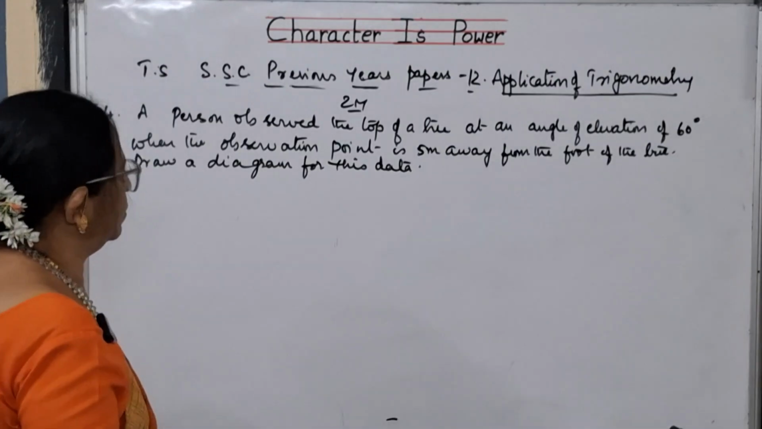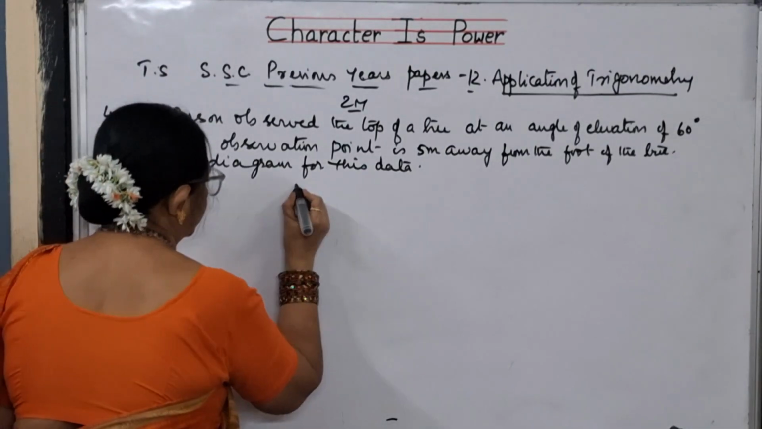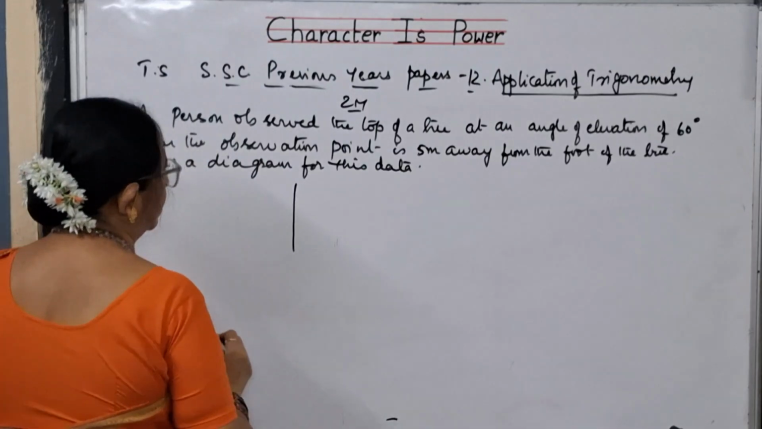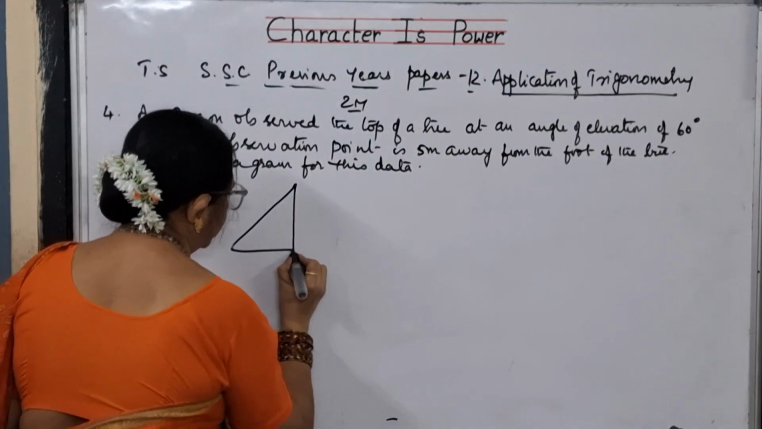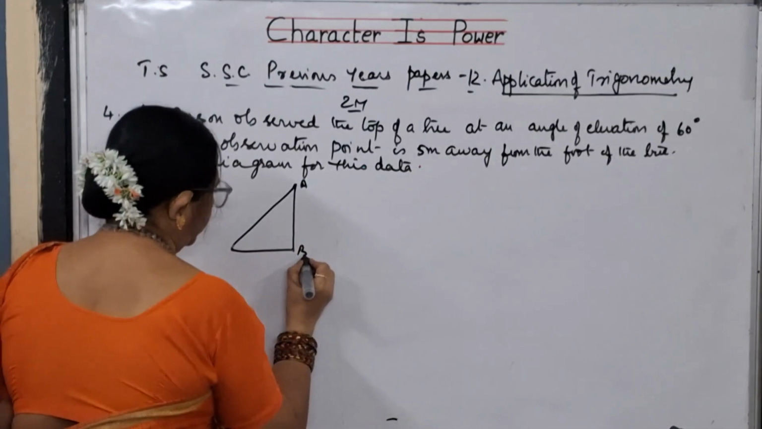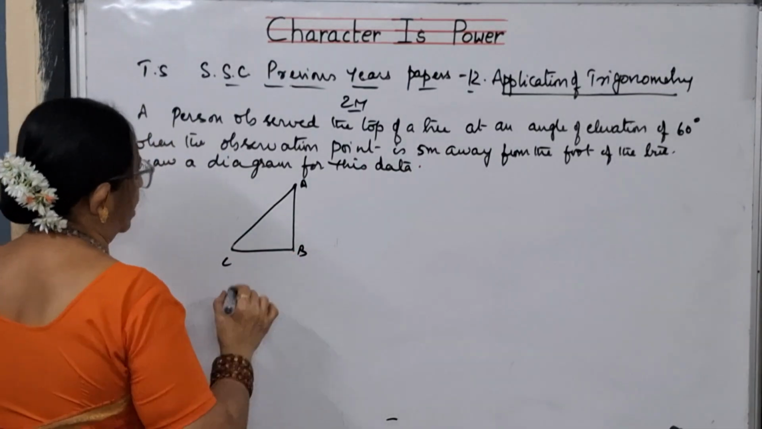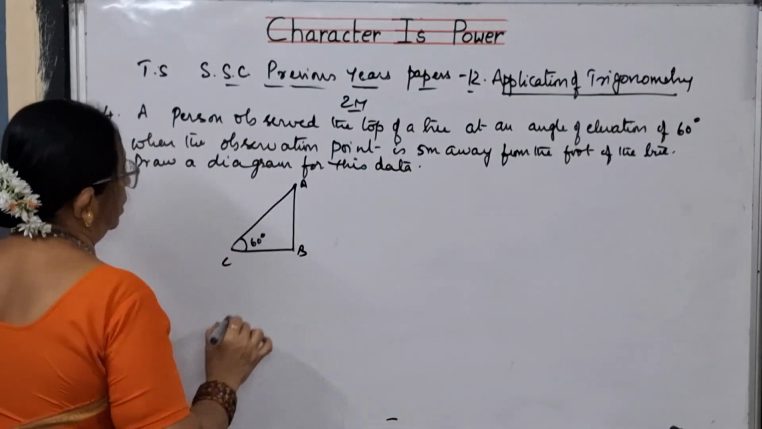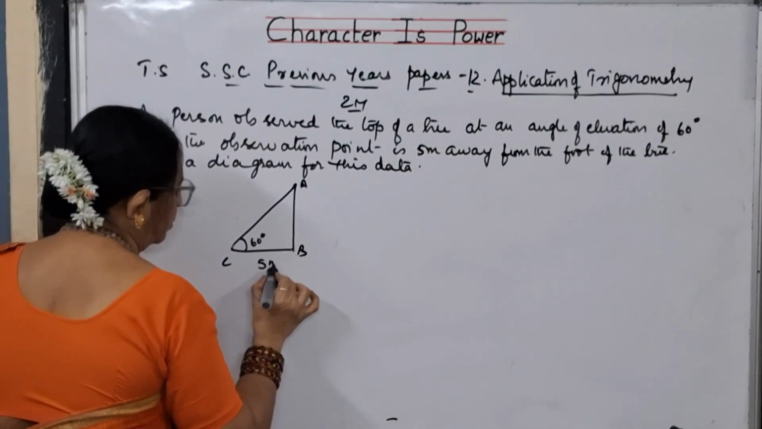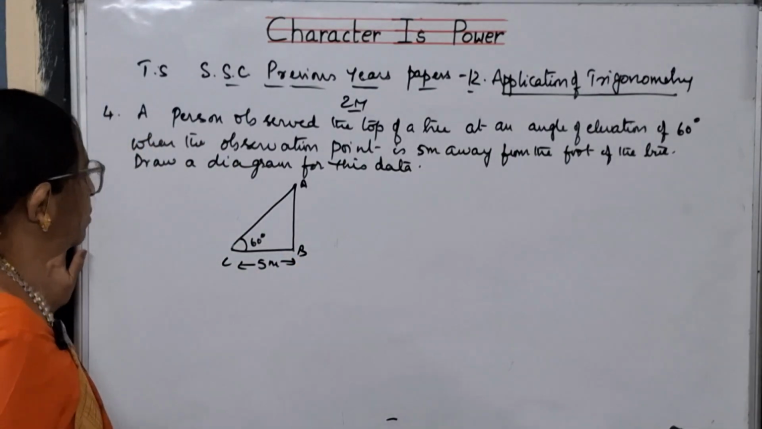This is the question. A person observed the top of a tree at an angle of elevation of 60 degrees. So let us see, this is a tree and a person is observing. AB is the tree, C is the point of observation. He is observing the angle of elevation of the tree as 60 degrees when he is 5 meters away from the tree. This is the figure, children.